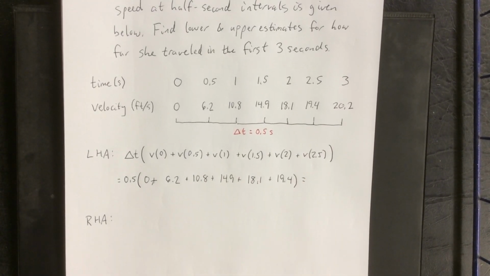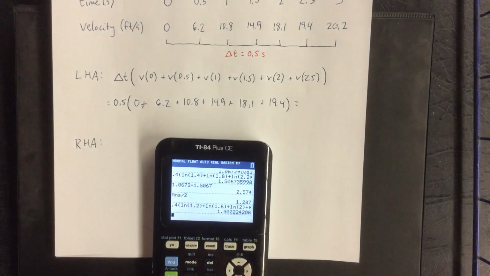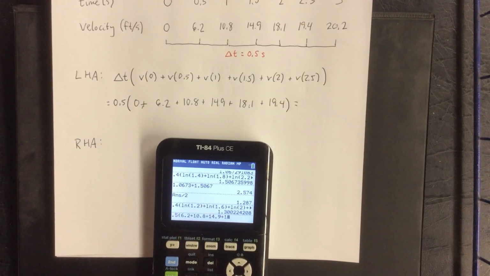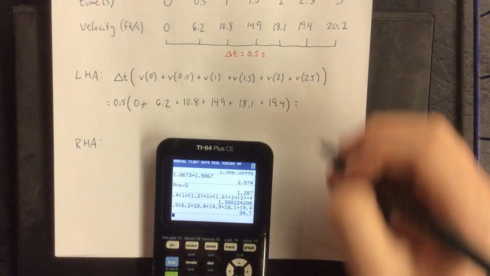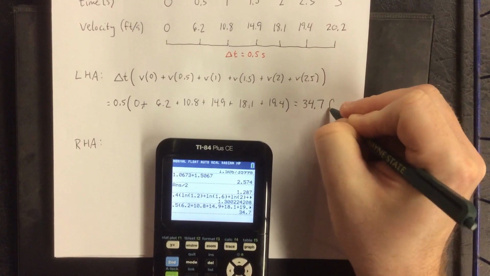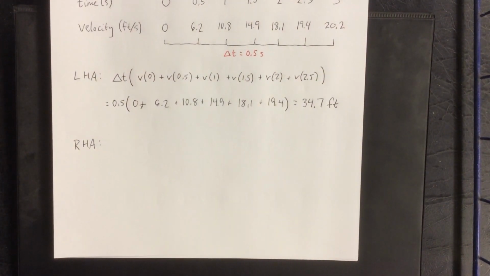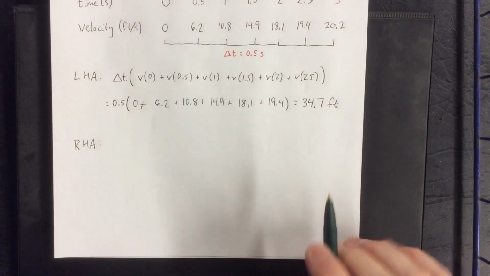Now at this point, I'm going to turn to the calculator and ask the calculator to perform that calculation. So 0.5 in front, set up parentheses, 6.2 plus 10.8 plus 14.9 plus 18.1 plus 19.4, close the parentheses. This would be an estimate of 34.7, and the units on this, we took seconds and multiplied by feet per second, giving us an overall calculation of feet.